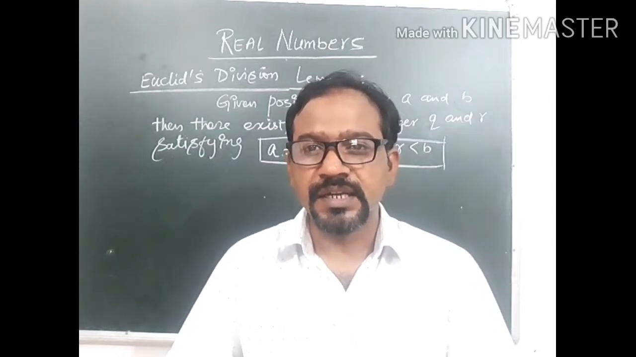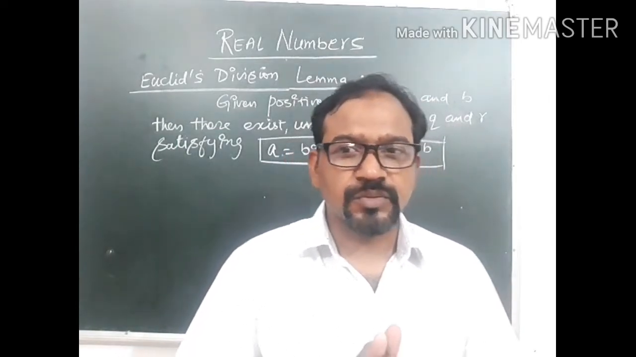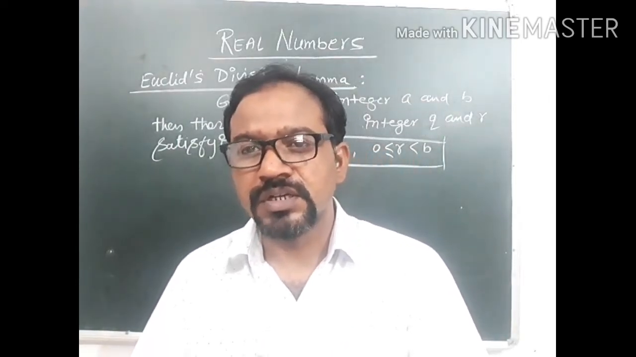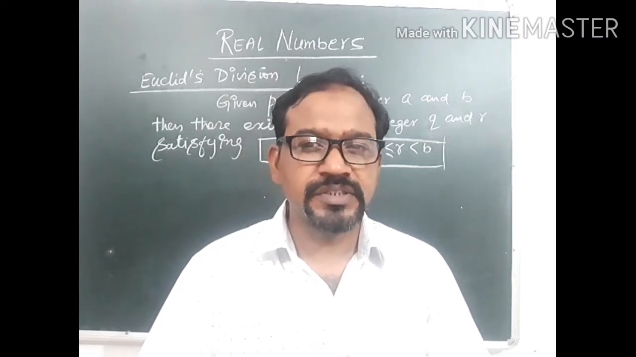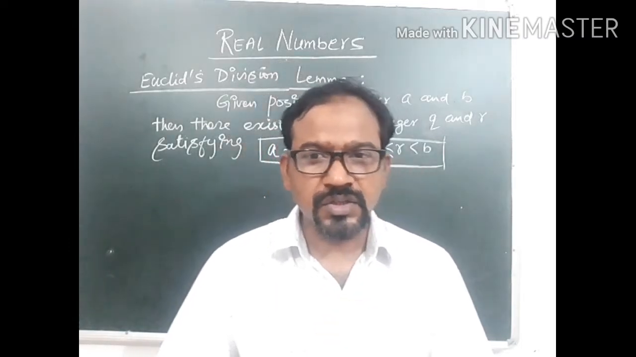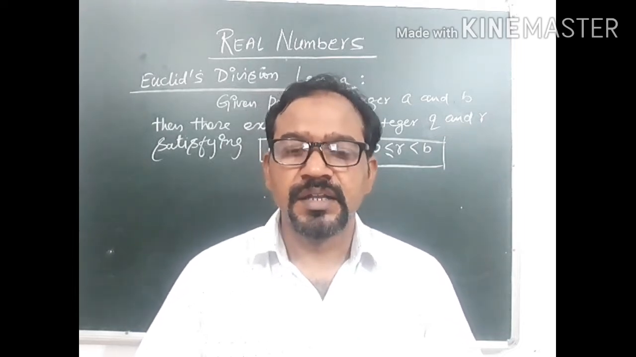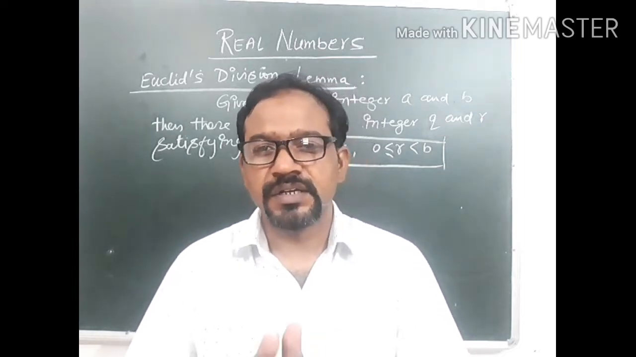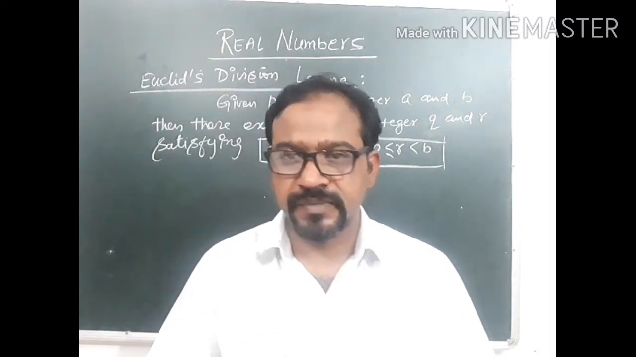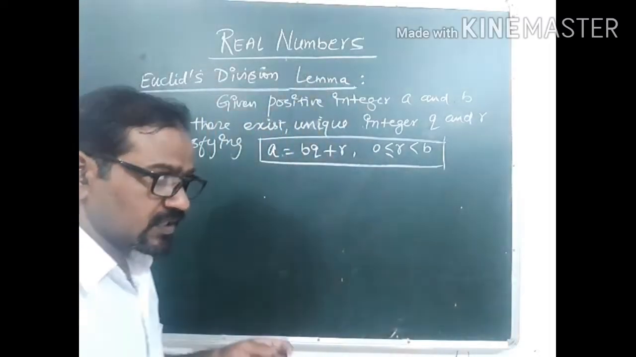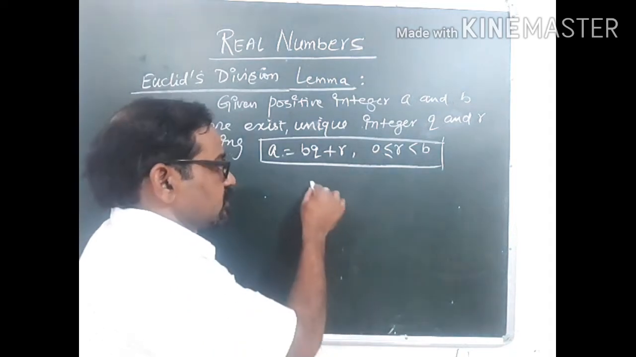Now in real numbers, the first topic is Euclid's division lemma. Euclid's division lemma is not new for us. We know that dividend equals divisor into quotient plus remainder. In classes 6, 7, 8 we have read about this.